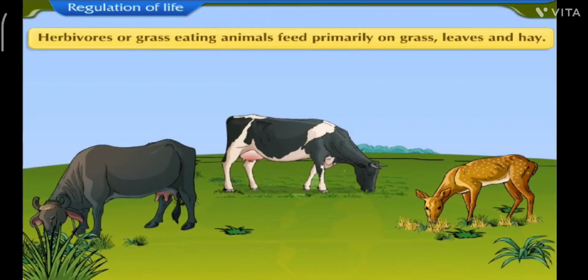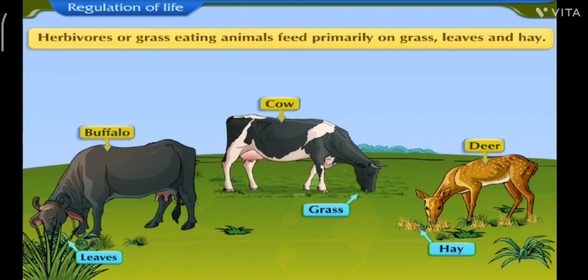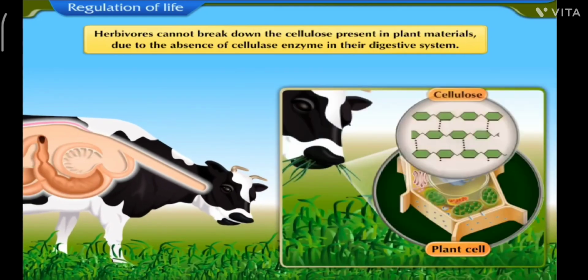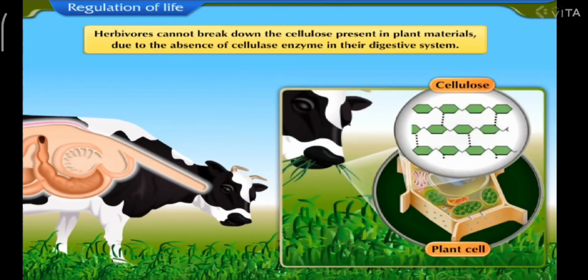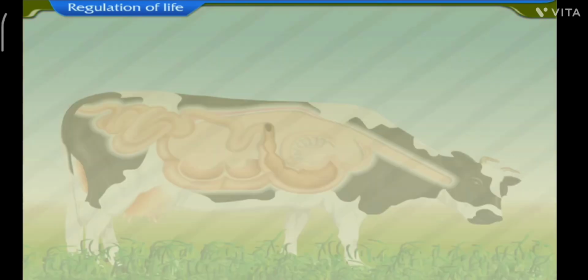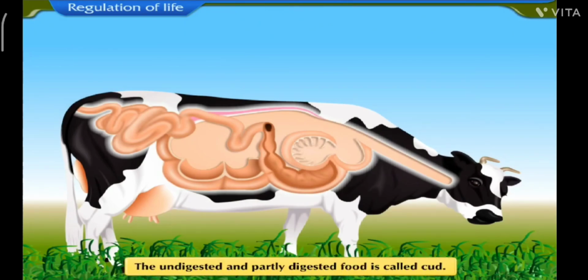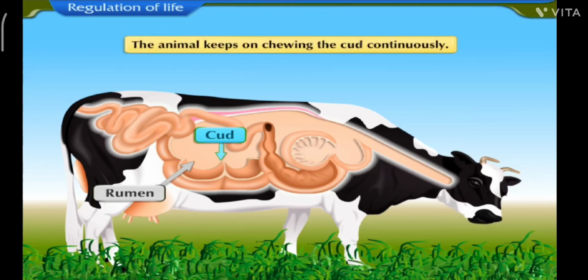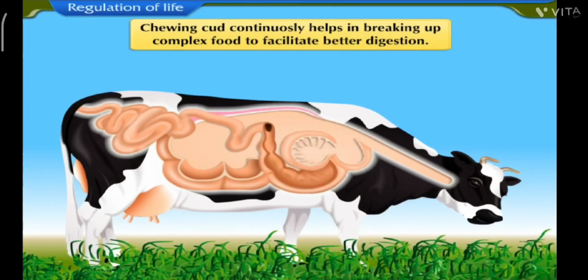Herbivores or grass-eating animals such as cows, buffaloes, and deer feed primarily on grass, leaves, and hay. The herbivorous animals are unable to directly break down the cellulose present in the complex plant materials due to the absence of cellulase enzyme in their digestive system. The undigested and partly digested food is called cud. The cud stored in the rumen later returns to the mouth in small amounts. The animal keeps on chewing this cud continuously. This movement helps in breaking up complex food to facilitate better digestion.